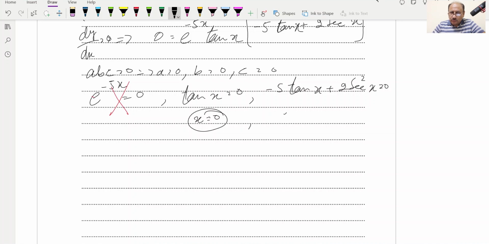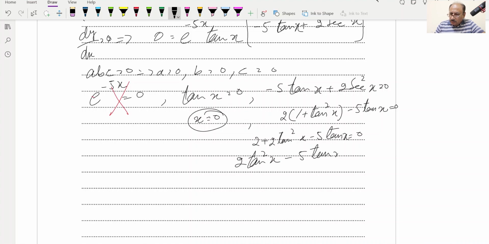And we can solve this: sec squared x we can write as 1 plus tan squared x, minus 5 tan x, this will be equal to 0. Now we can open the bracket and this will be 2 plus 2 tan squared x minus 5 tan x is equal to 0, or we can write as 2 tan squared x minus 5 tan x plus 2 is equal to 0.